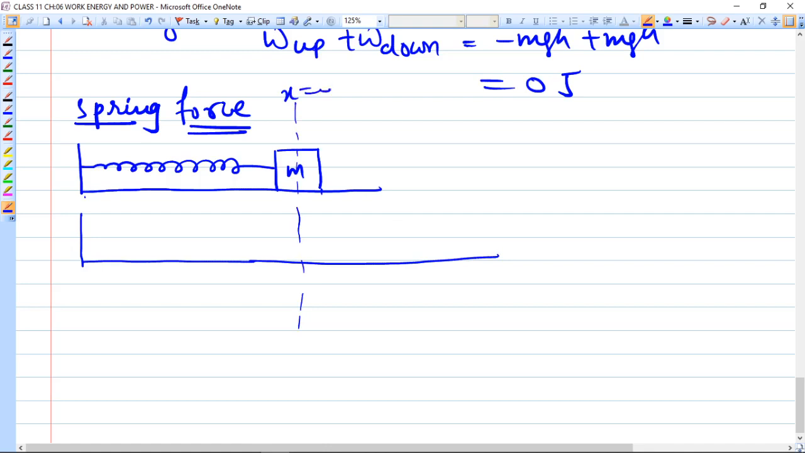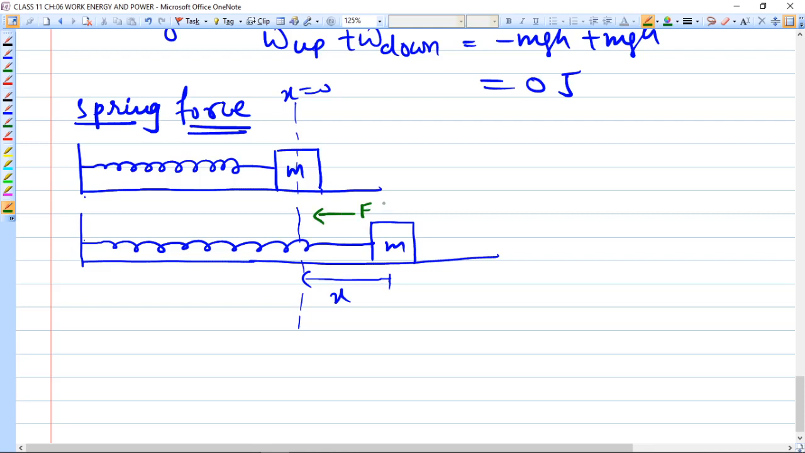Suppose this is x equal to 0 and we have moved the block here. As we move the block here, what happens? This spring certainly gets stretched. And how much stretch is generated? This much stretch is generated, x. Because this much stretch is generated, one force is produced in the spring. In which direction? In this direction.